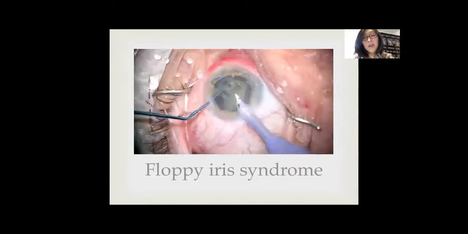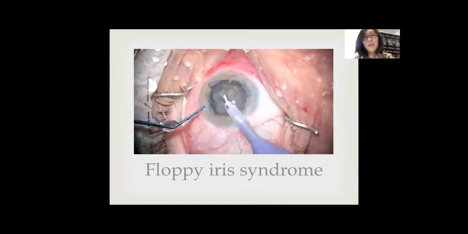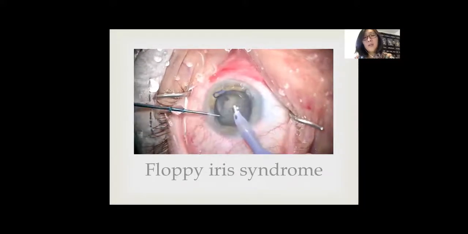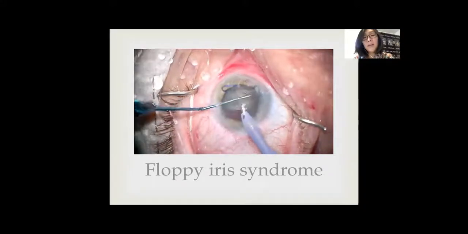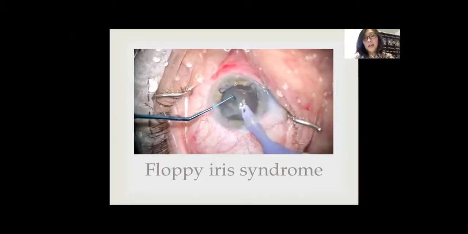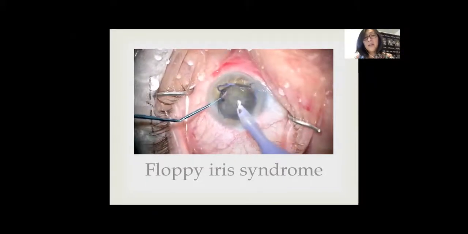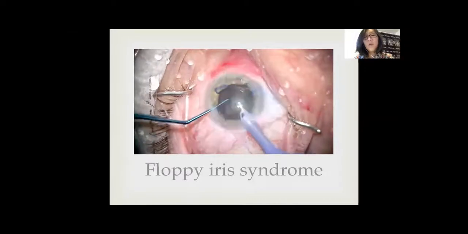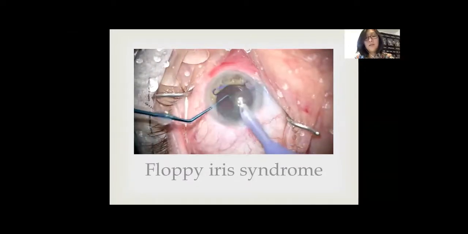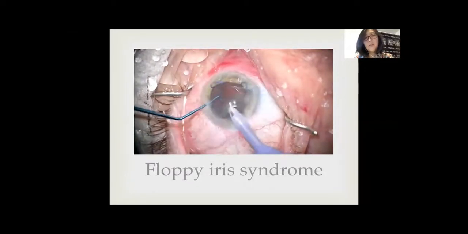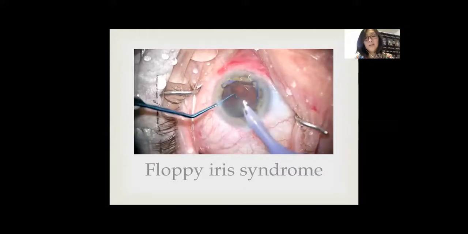The Malyugin ring has now come out in a thinner version. You can see that it's a polypropylene, haptic-like material, and they've recently come out with a more flexible, malleable, thinner version of this. But I feel that the traditional one has really done quite well for me.